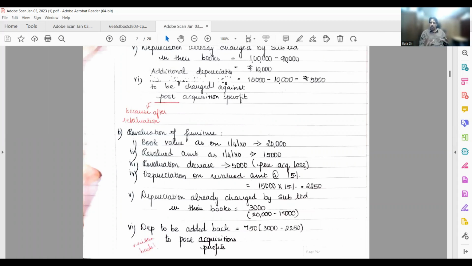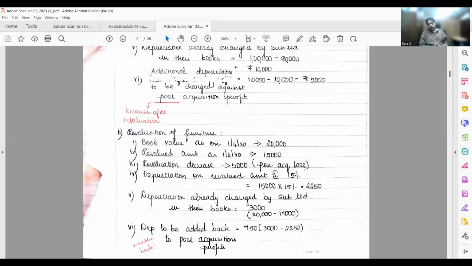Yes, sir. Always remember, in step number 1, when you write the date of acquisition as 1/4/20x0, all the 12 months in the current year is what? Post-acquisition. Suppose you want to write 1st October, then what? Then 6 months pre and 6 months post. Understood? Yes, sir.